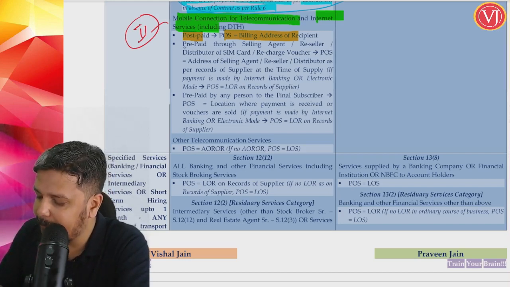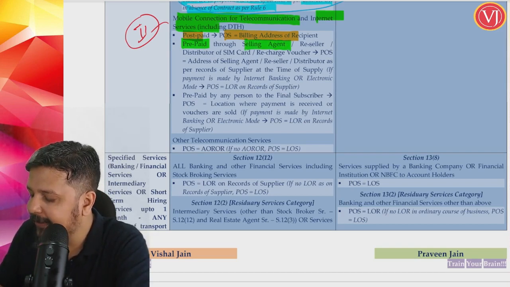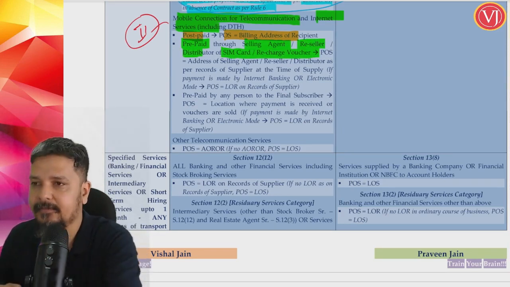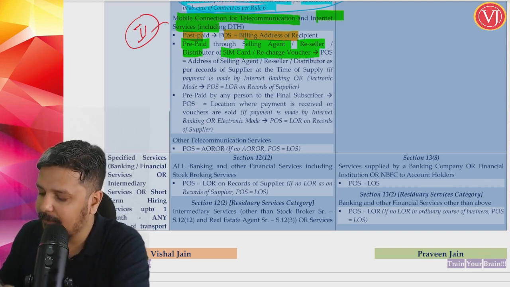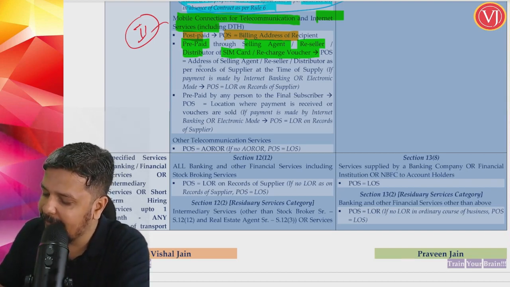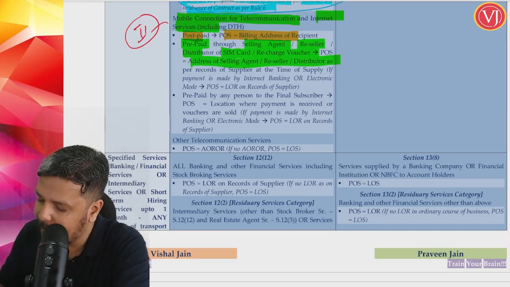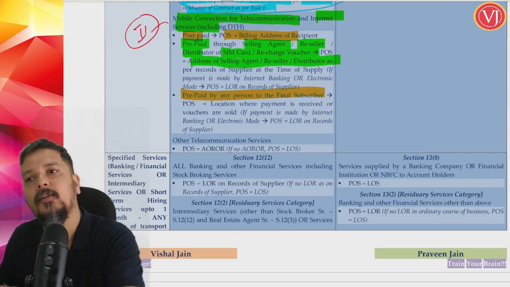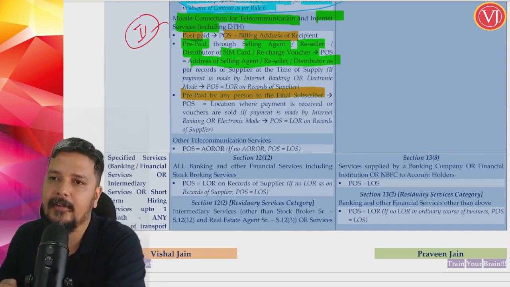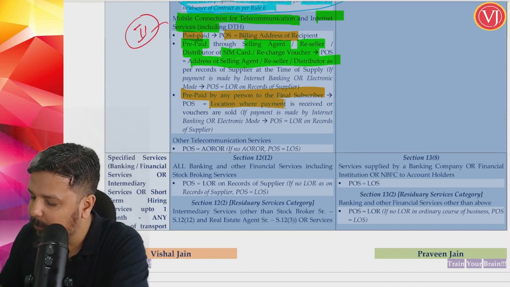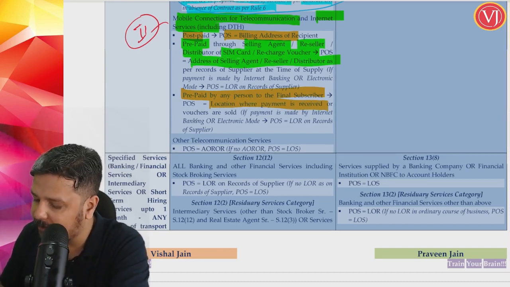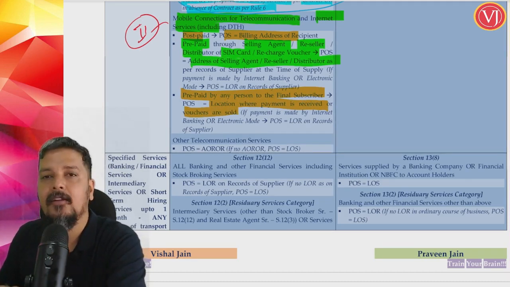If it is prepaid, through a selling agent, reseller or distributor of SIM card or recharge also. If it is prepaid through someone, then place of supply will be the address of that selling agent, reseller or distributor. Now understand that there is another prepaid by any person to the final subscriber. Let us understand both together.